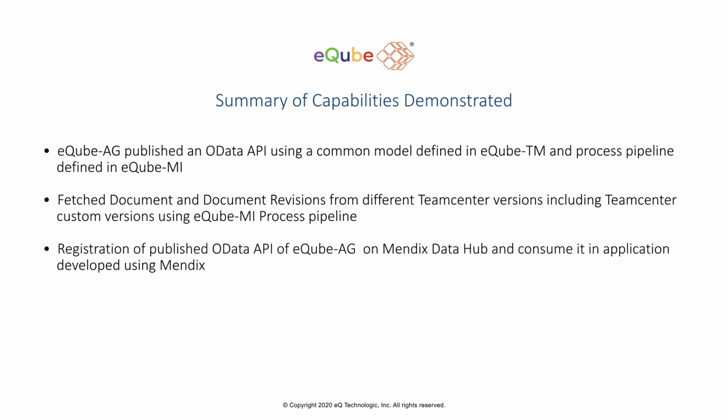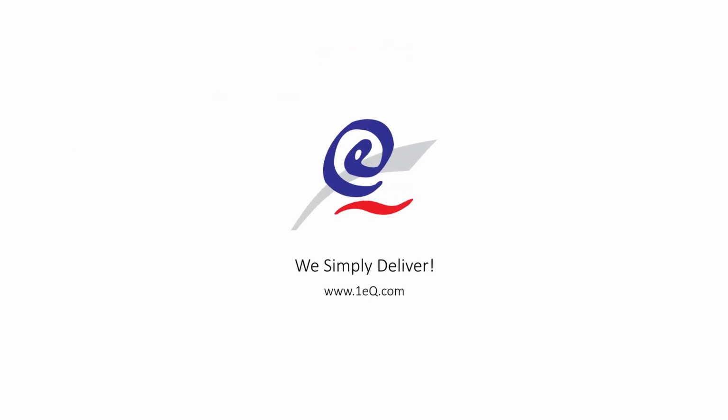And in summary, eQube API Gateway published these OData APIs using the common model, got itself registered to this Mendix Datahub. Then you could discover it in Datahub and build your app very, very quickly.